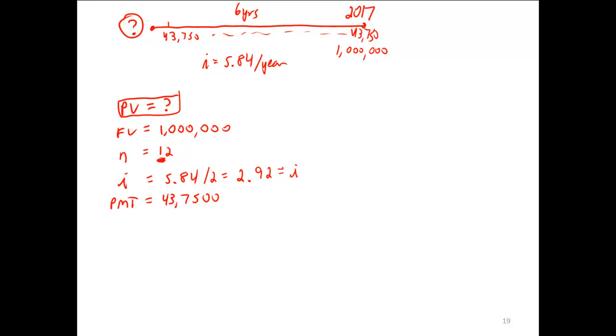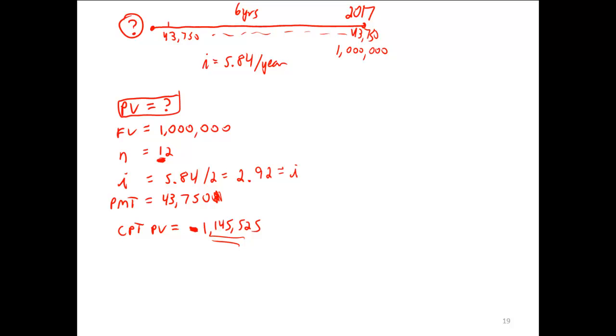So now what? Now we plug it into our financial calculators or Excel. 1,000,000 FV, 12 N, 43,750 is our payment. 2.92 is our rate. And we're going to compute PV and arrive at 1,145,525. In other words, we have to invest, that's where that negative comes in, a shade over $1,000,000 in order to buy these bonds from somebody.